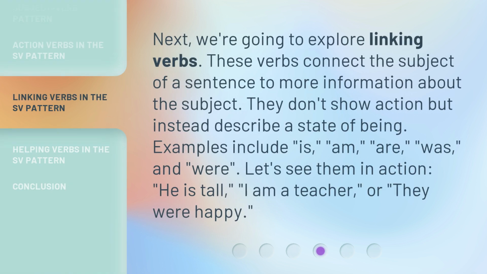Next, we're going to explore linking verbs. These verbs connect the subject of a sentence to more information about the subject. They don't show action but instead describe a state of being. Examples include is, am, are, was, and were. Let's see them in action. He is tall, I am a teacher, or they were happy.